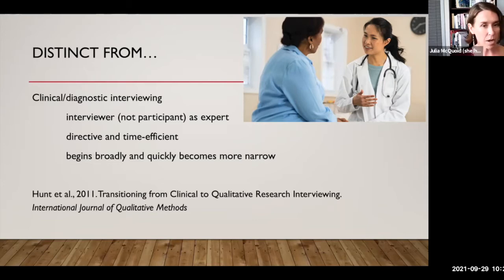It begins broadly, and then the clinician's job is to quickly narrow down to identify the key information they need in order to create a plan of action, or at least that's my non-clinical understanding. There's a great article written by Hunt et al. I've left the citation here, and it'll be in the list of reading that we'll send after this. I found it very helpful for understanding the key challenges of transitioning from clinical to qualitative research. If you have a clinical background, I highly recommend that you give this article a read.